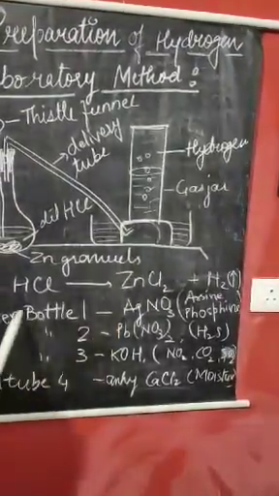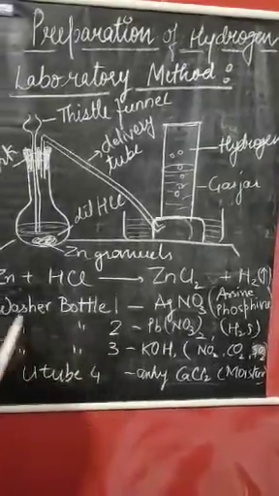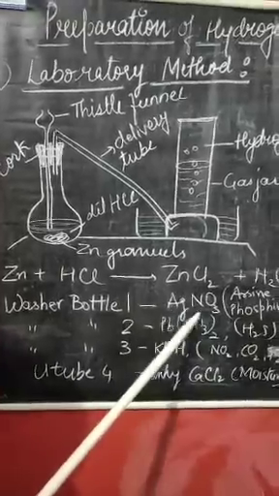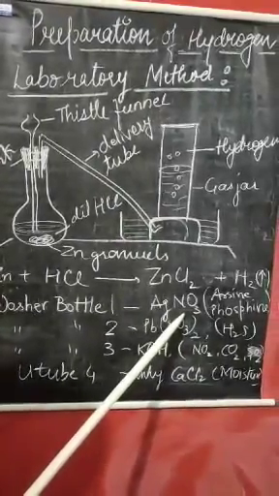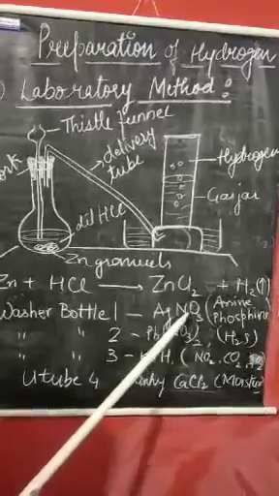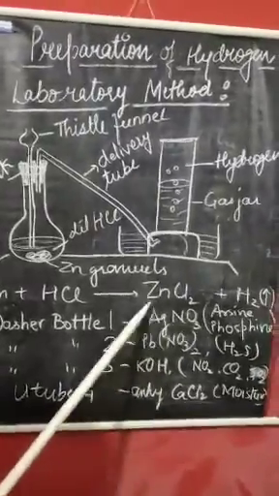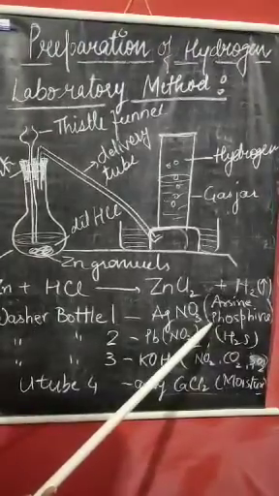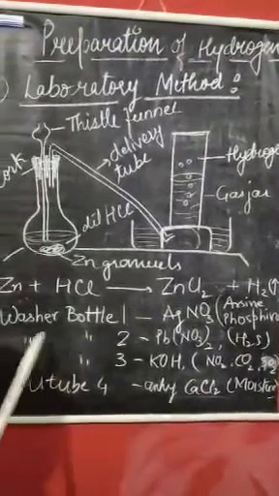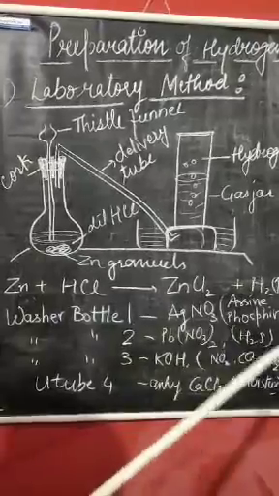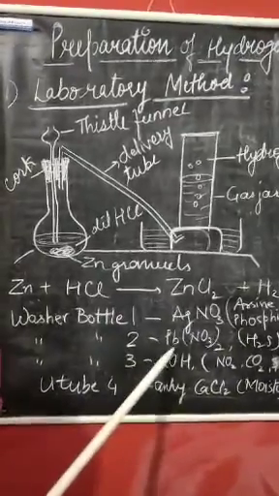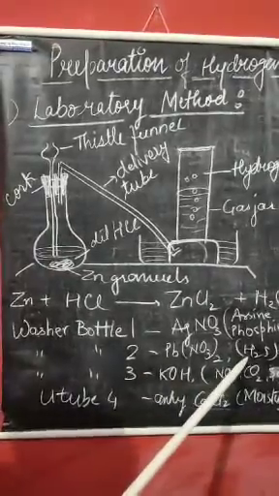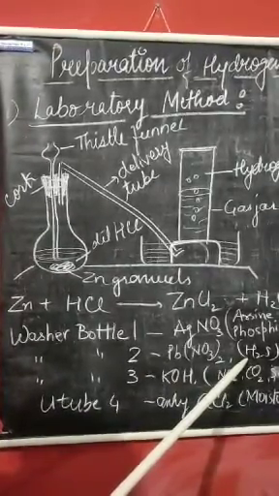Now from here it goes to the first washer bottle, which we call washer bottle 1. This washer bottle has AgNO3, that is silver nitrate, and this silver nitrate washes out arsine and phosphine as impurities in the gas. Then it reaches washer bottle 2, which has lead nitrate, and this lead nitrate removes the impurity H2S, hydrogen sulfide.